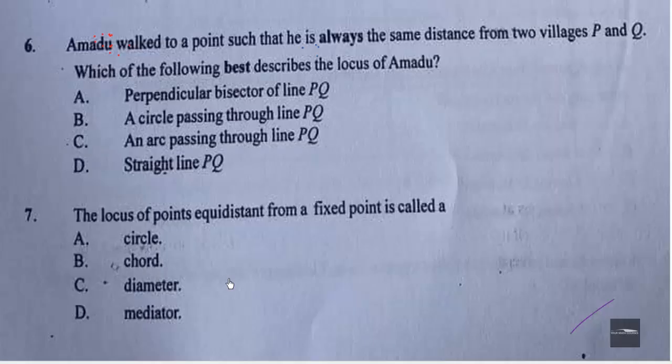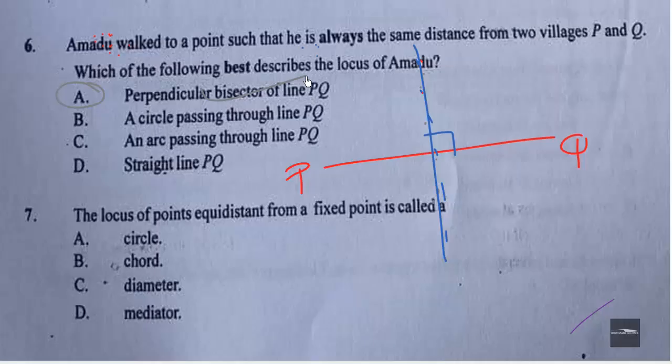Amadou walked to a point such that he is always the same distance from 2 villages, P and Q. Which of the following best describes the locus of Amadou? So 2 villages, P and Q, always the same distance. Then that must be the perpendicular bisector. So when Amadou is at any point on this line, it will be the same distance from P and Q. So perpendicular bisector of line PQ. That's the correct answer, option A.